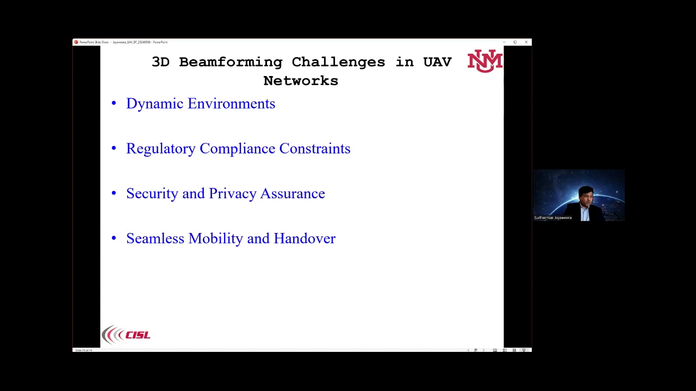And also there are security and privacy issues related to the UAV communications, and the handover problem can be exacerbated because the UAVs are moving around at rapid speeds. So you do need to make sure that the links don't fail, but you can maintain the links even in the presence of high dynamism.